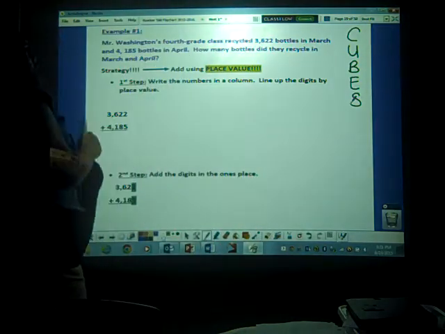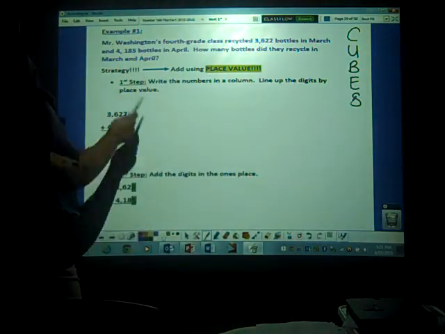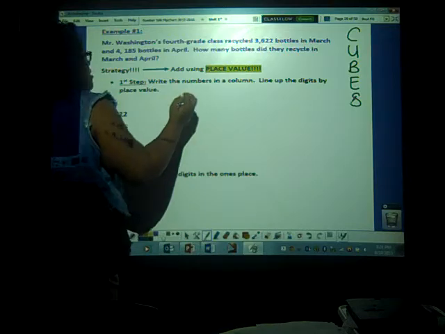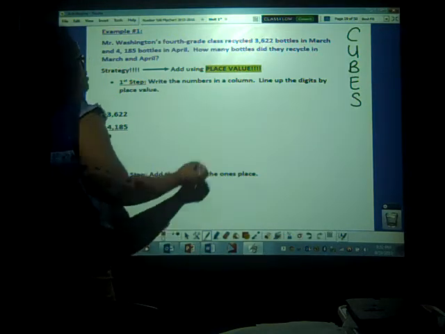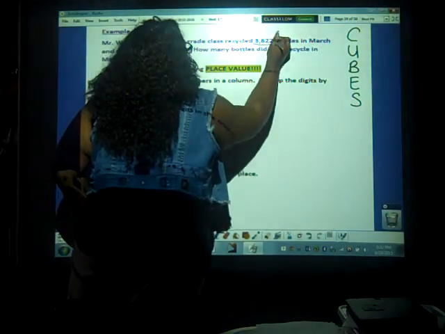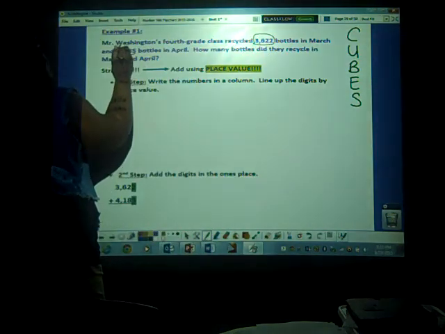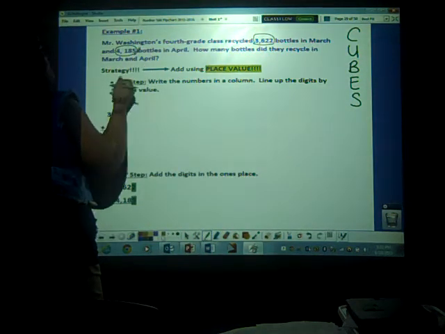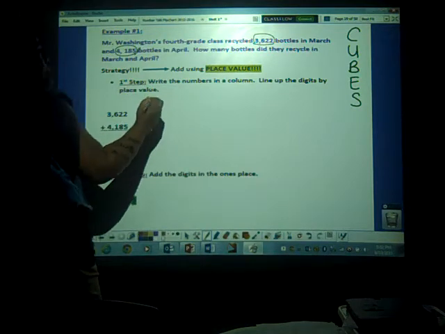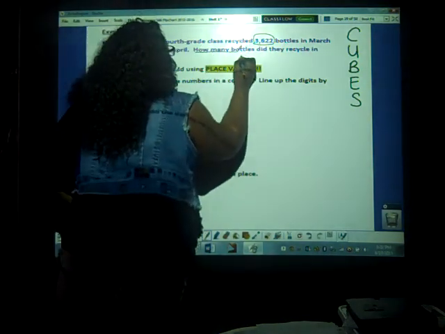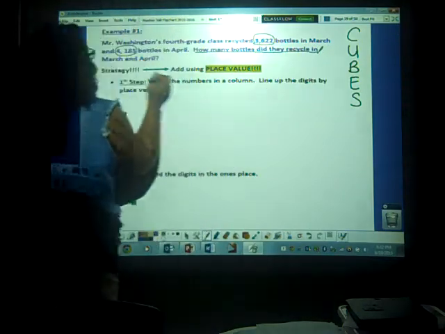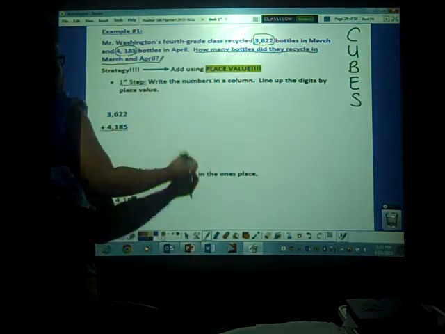All right, so we're using cubes, and copy this down. I'm going to circle my numbers. So I have 3,622 and 4,185. And I'm going to underline my question. How many bottles did they recycle in March and April?